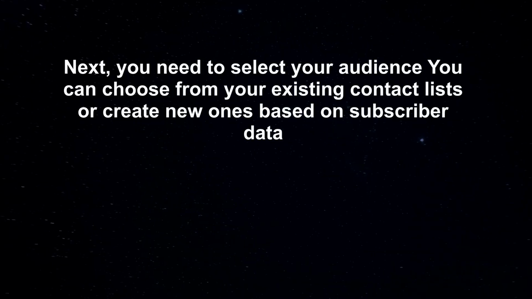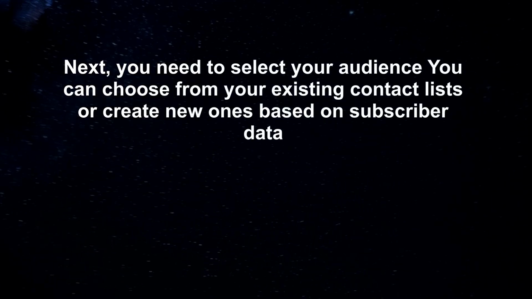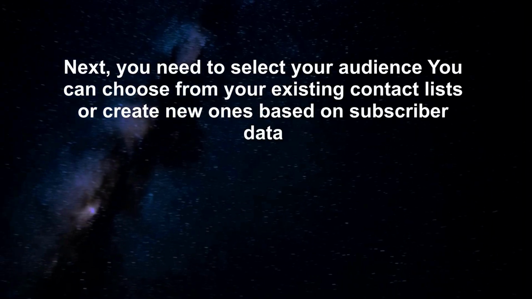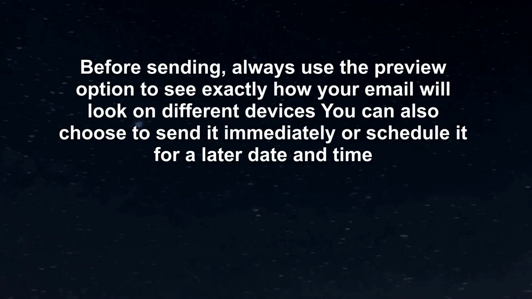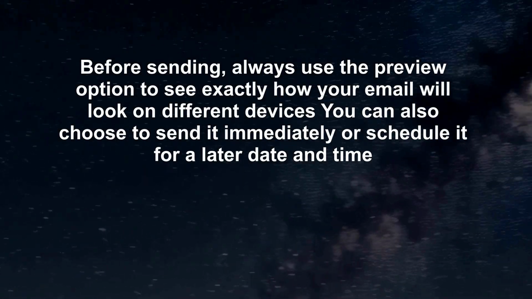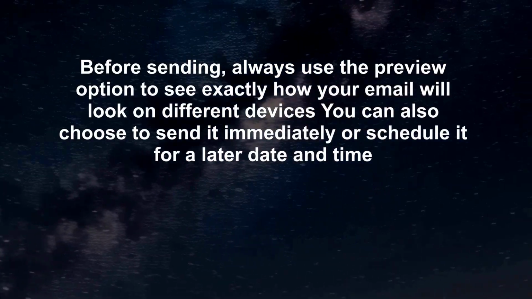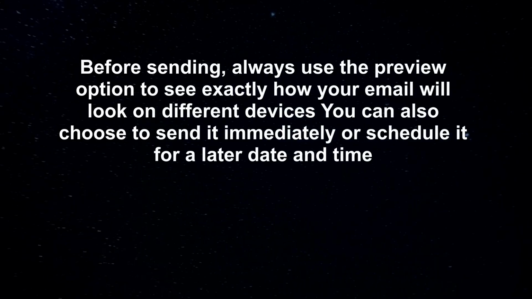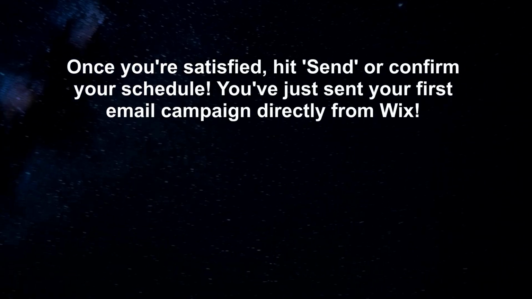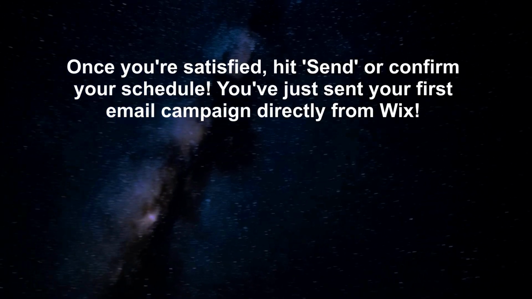Next, you need to select your audience. You can choose from your existing contact lists or create new ones based on subscriber data. Before sending, always use the preview option to see exactly how your email will look on different devices. You can also choose to send it immediately or schedule it for a later date and time. Once you're satisfied, hit send or confirm your schedule.